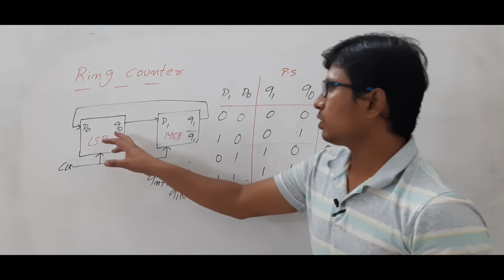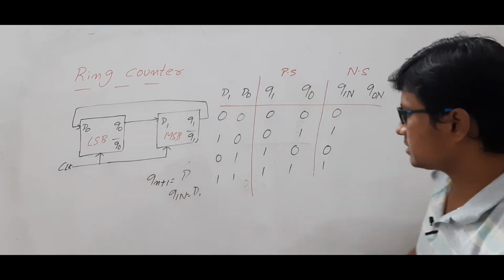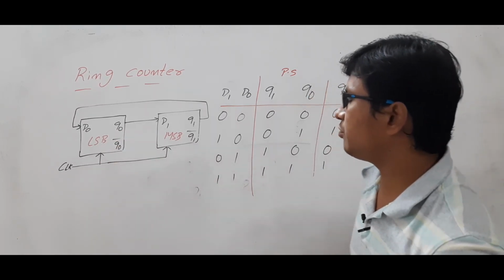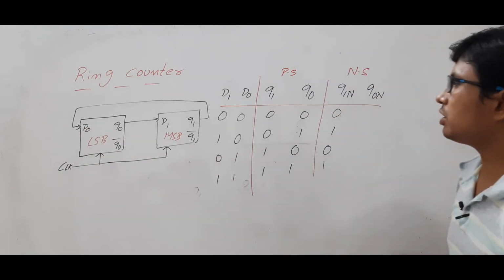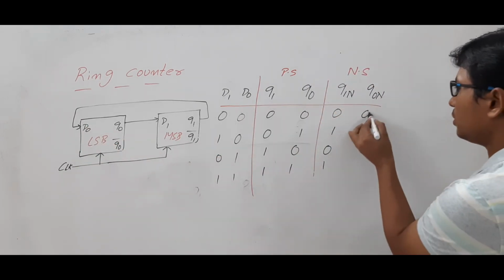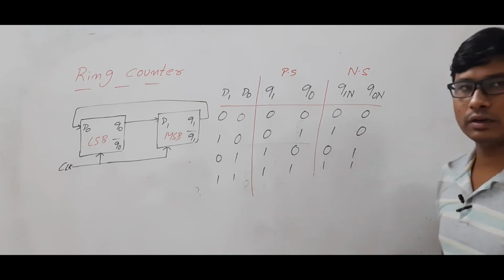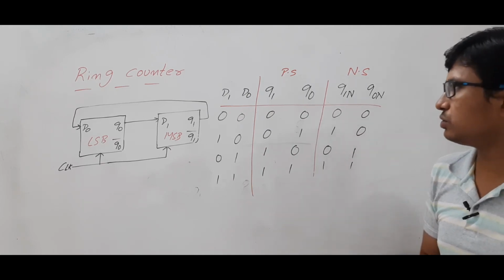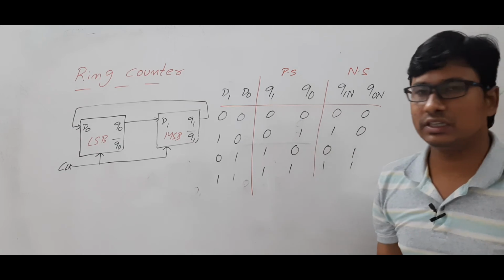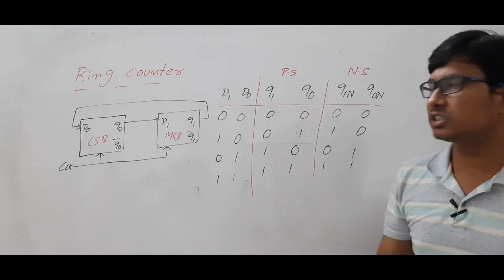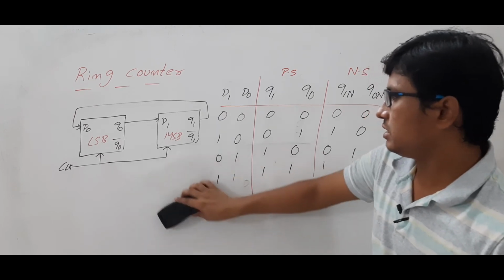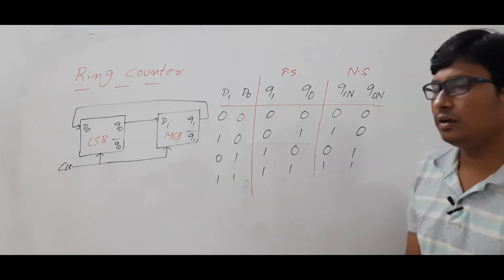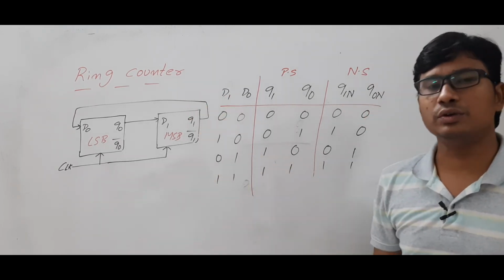Similarly, Q0n, meaning the next state of this flip-flop, will be equal to D0. What is D0 here? 0, 0, 1, 1. Are you able to understand it or not? So we got the present state and the next state of each flip-flop. Now we will see the state diagram to find what this counter is doing.